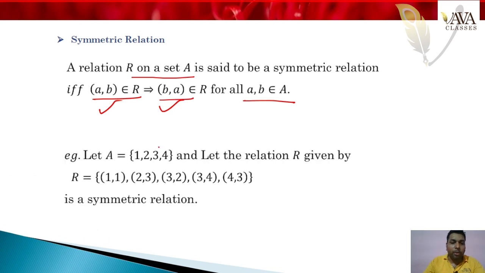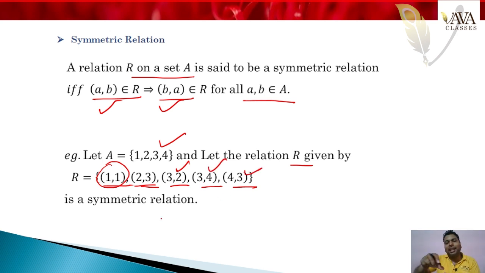For example, A equal to {1, 2, 3, 4}, and the relation R given by R equal to {(1,1), (2,3), (3,2), (3,4), (4,3)}. This is a symmetric relation. You can see the reverse of (1,1) is (1,1). Reverse of (2,3) is (3,2). Reverse of (3,4) is (4,3). So for every (a, b) belongs to R, there is a (b, a) belongs to R. So it is a symmetric relation.